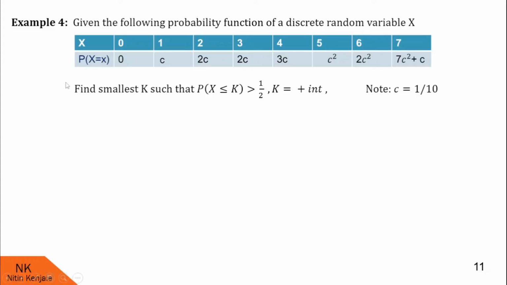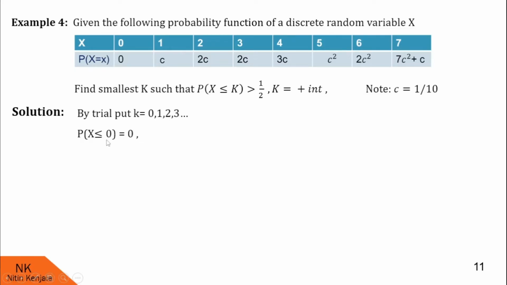Here, keeping the same probability distribution function, I ask you to find the smallest value of k such that the probability of x less than or equal to k is always greater than half, where k is a positive integer. So let us find such a k for which the probability of x less than or equal to k is greater than half. We'll solve this example using the trial and error technique. That means we will substitute values of k one by one and check whether P of x less than or equal to k is greater than half. We begin by substituting k equal to 0. So let's check what is P of x less than or equal to 0.